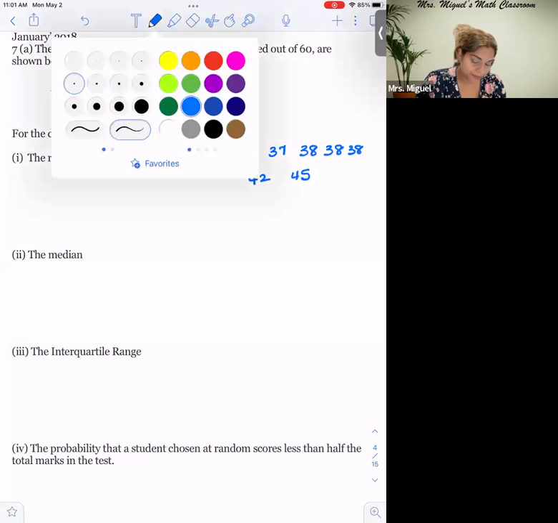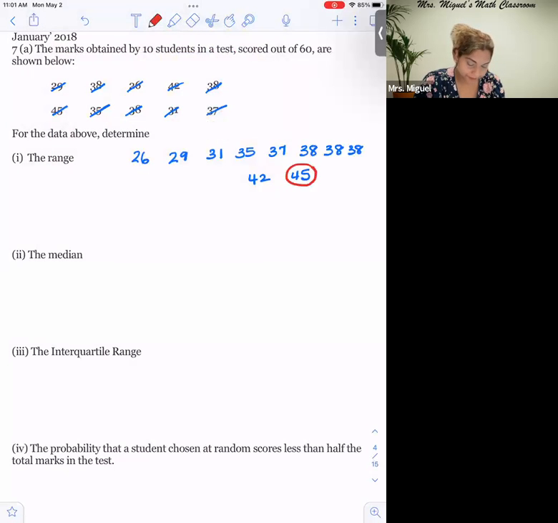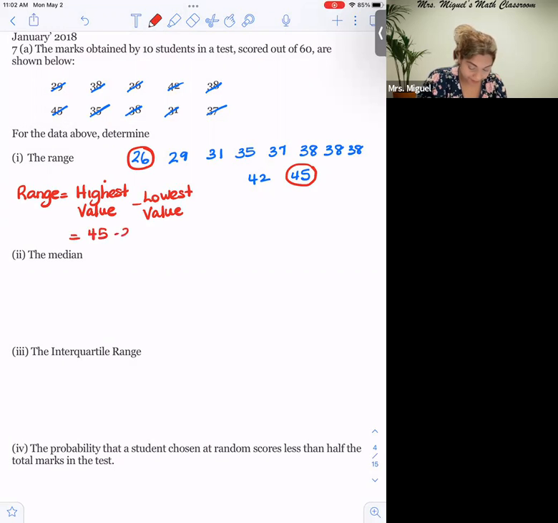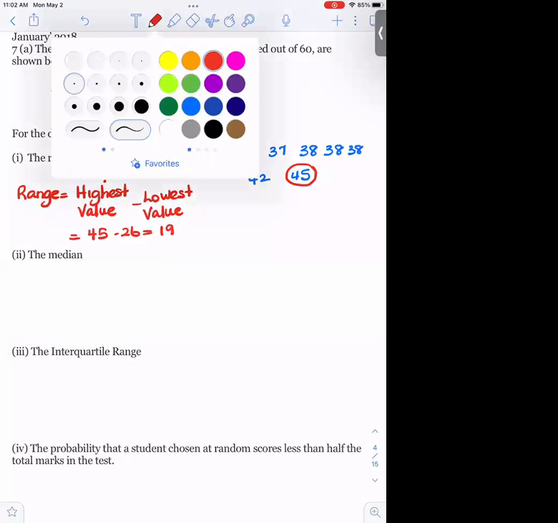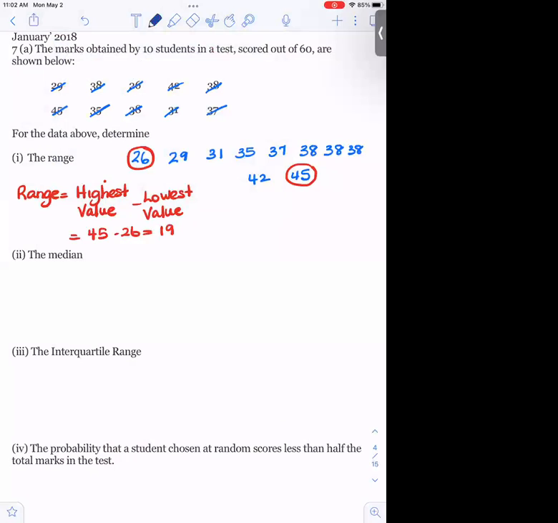Now, I will circle the largest number and I will circle the smallest number. So the range is the highest value minus the lowest value. So 45 minus 26 is 19. Did you all get it? Yes, miss. So we want to find the median.